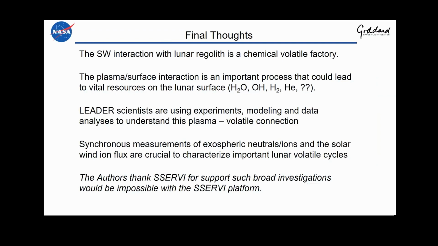So in conclusion, the solar wind interaction with the lunar regolith is really a chemical factory, and the plasma surface interaction is a really important process that could lead to vital resources for use in the lunar environment. And we're continuing experiments and modeling to understand this process. And I'll leave it there because I'm probably running over.